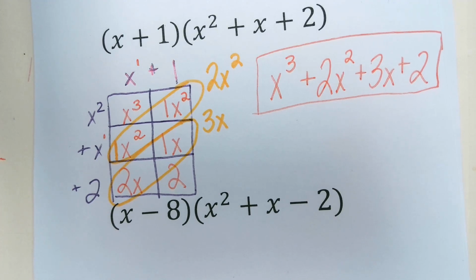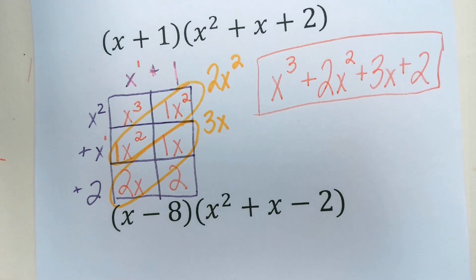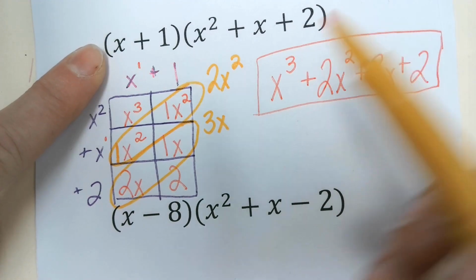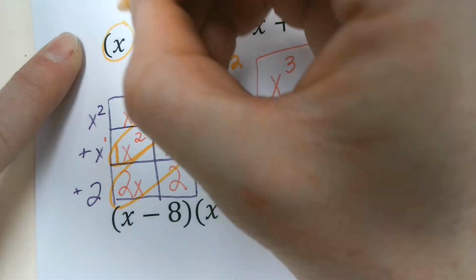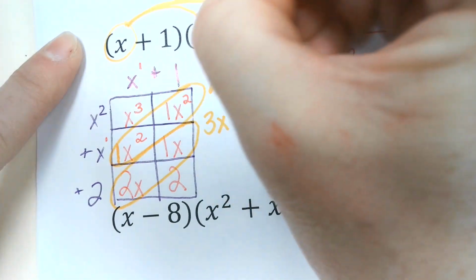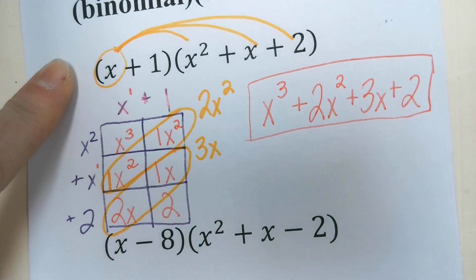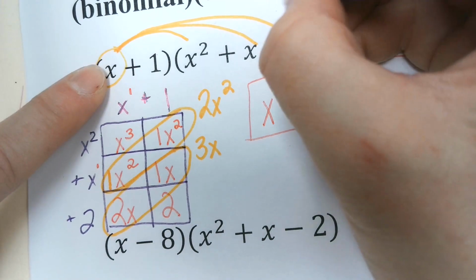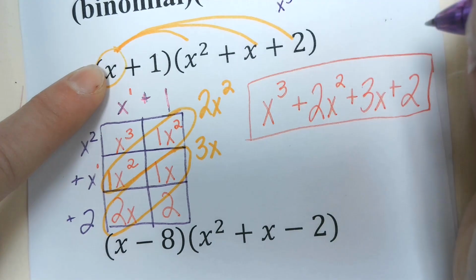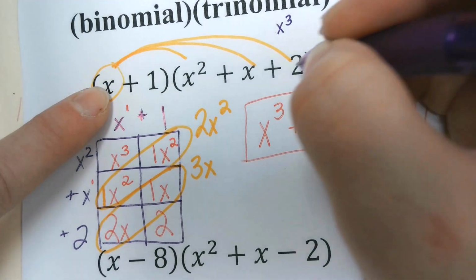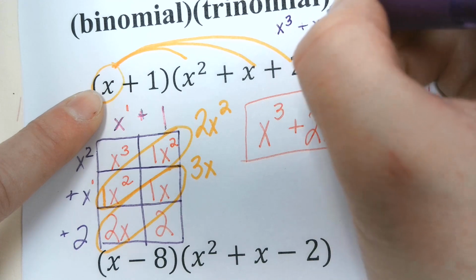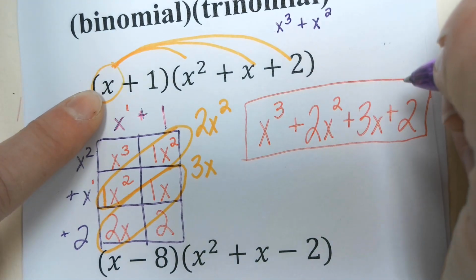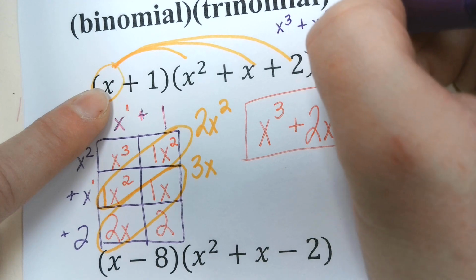I like the box just because it keeps them more organized. Double distribution would work the same way. I would multiply x times everything, like that. You can just watch this, or if you like double distribution, you can write it. So that would be x times x squared is x cubed. X times x is x squared. X times 2 is plus 2x.